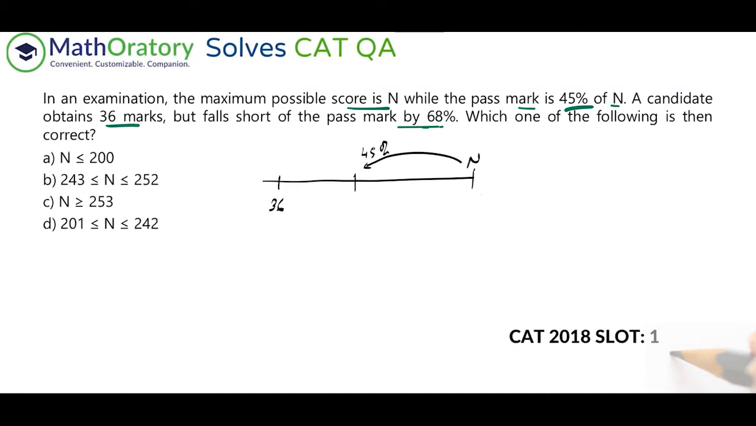So that thing that I talked about, denominator. So the 68% is applicable on the pass marks. So that is the denominator. So he's falling short by 68%. So that implies that this person gets 32% of this pass marks.